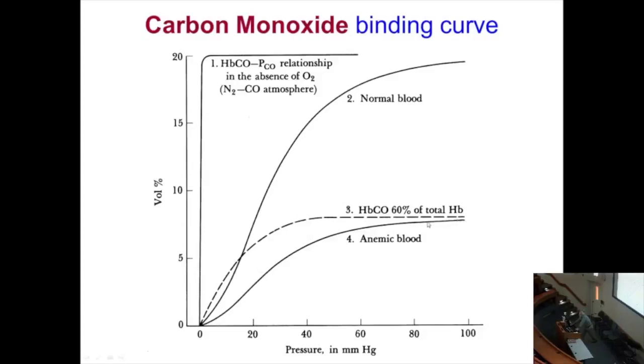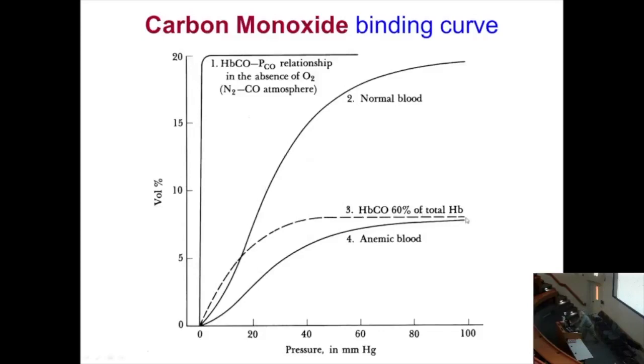One of these shows anemia, and this would be extreme anemia. So we have only 40% of the normal amount of hemoglobin. But the shape of this curve is the shape of the normal blood curve. The hemoglobin in anemia is normal, but you just don't have enough of it.